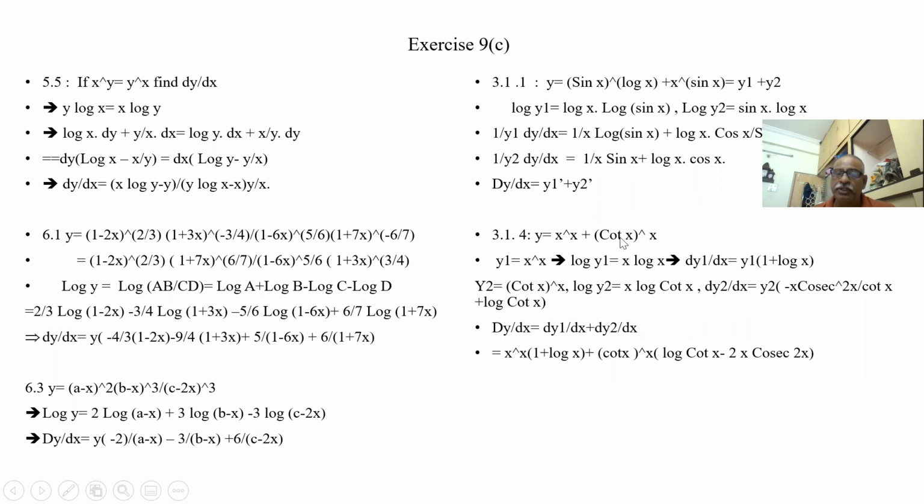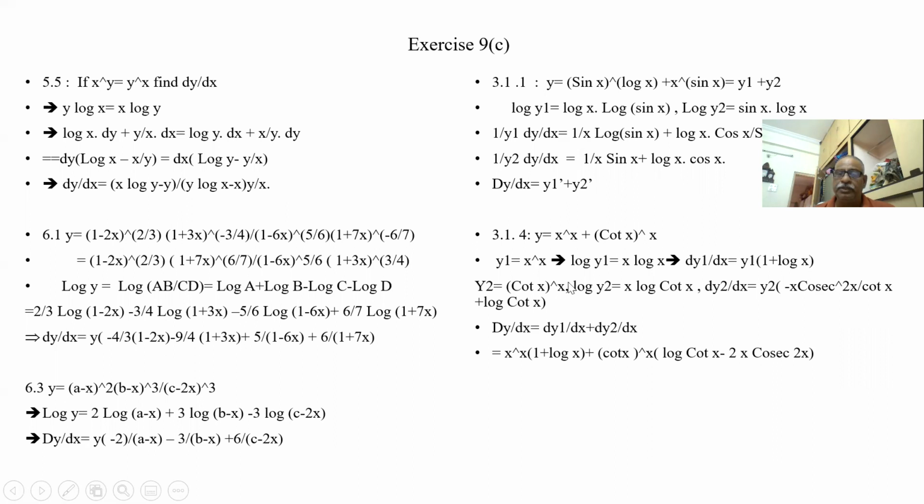Similarly, y2 is x log cot x. It is y2 is x log cot x. So derivative is y2 into x into 1 by cot x into minus cosecant squared x plus log cot x into dx.